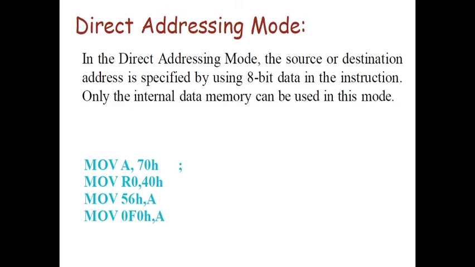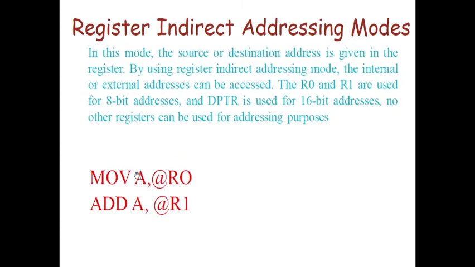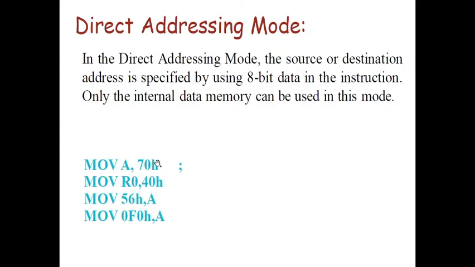In this case, what is the meaning of MOV A, 70H? It simply copies the contents of memory location 70H to the accumulator. In other words, it moves the contents of memory location 70H into the accumulator.